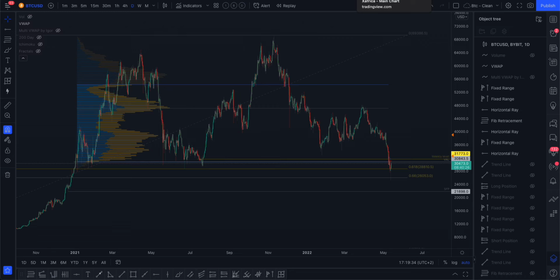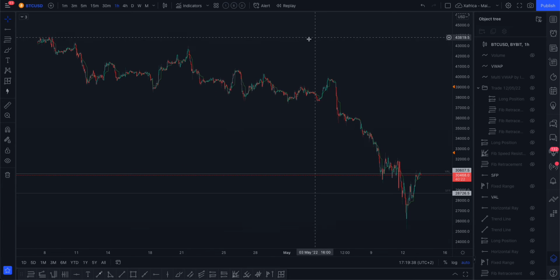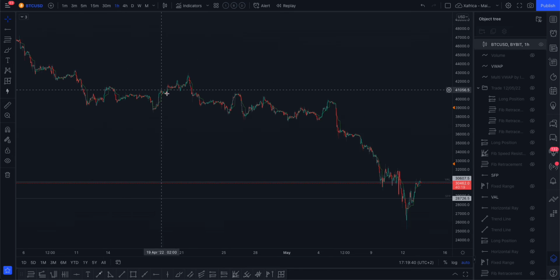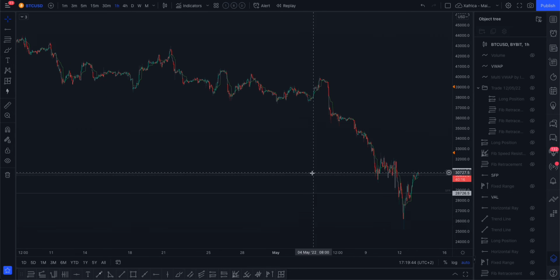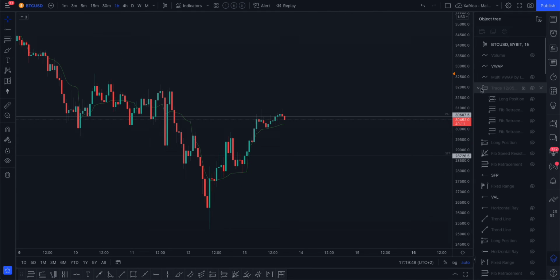And then I'll just end off by showing you on the 1 hour where we are. We were coming down, and that's that low that we hit. I've got that value area low here as well. It's the chart that I'm trading off. Just to show you my position.